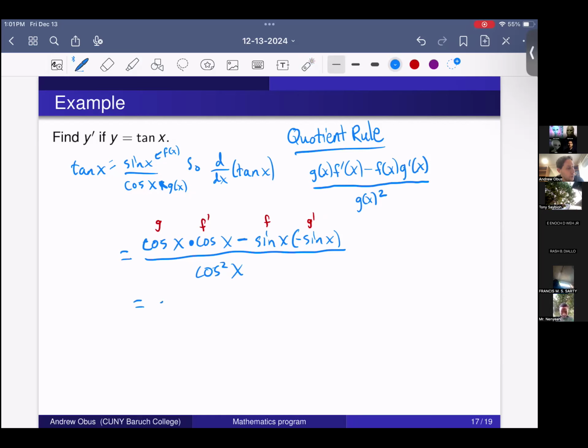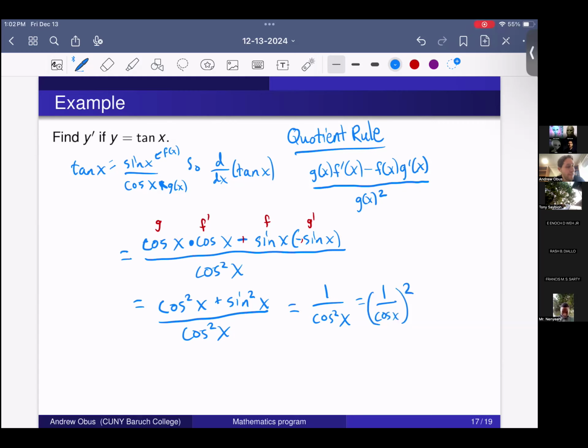So we know that cosine x times cosine x is cosine squared x. And we know that sine x times sine x is sine squared x. But we know that negative times negative is positive, so we'll get sine squared x all divided by cosine squared x. Now from the Pythagorean theorem, we get cosine squared x plus sine squared x is equal to 1. So we will have 1 all divided by cosine squared x. And we know that 1 over cosine squared x is just secant squared x, by the inverse property. So that's it.